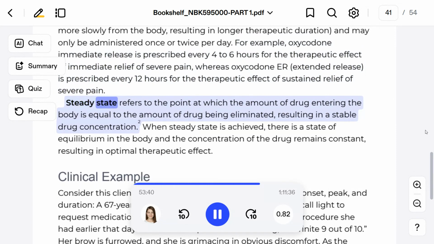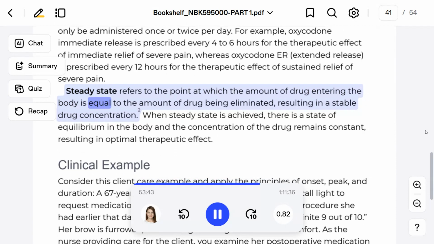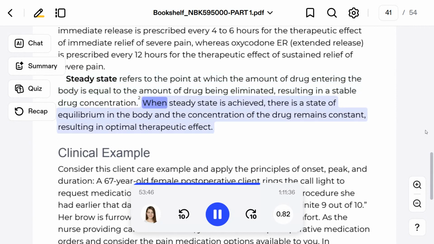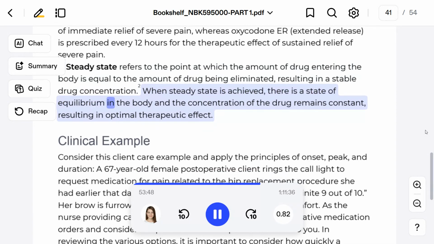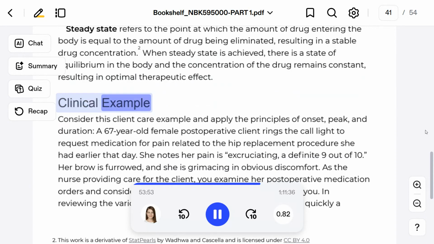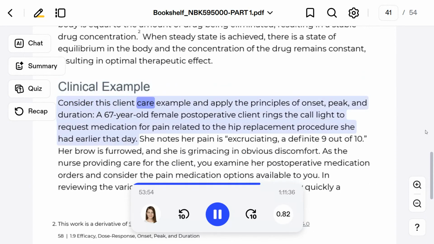Steady state refers to the point at which the amount of drug entering the body is equal to the amount of drug being eliminated, resulting in a stable drug concentration. When steady state is achieved, there is a state of equilibrium in the body, and the concentration of the drug remains constant, resulting in optimal therapeutic effect. Clinical example. Consider this client care example and apply the principles of onset, peak, and duration.